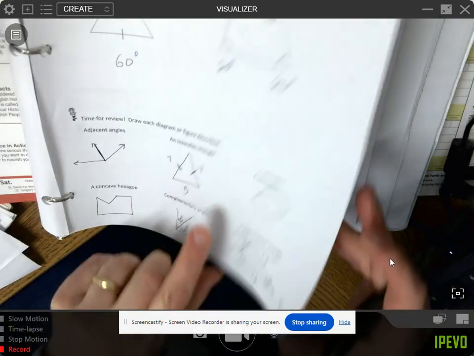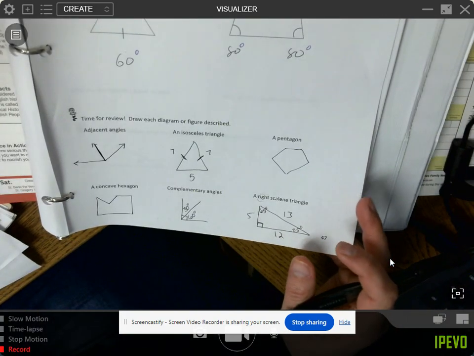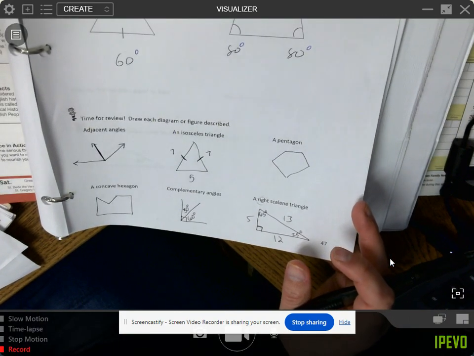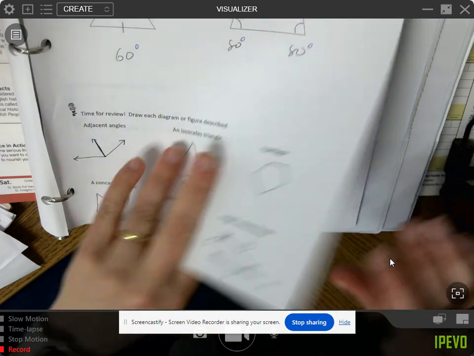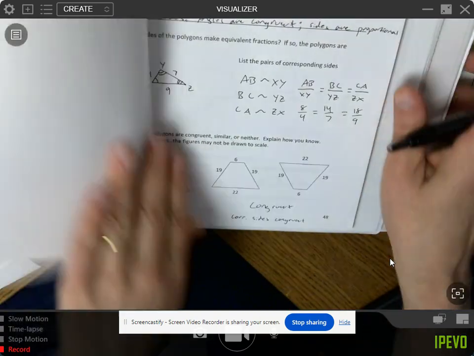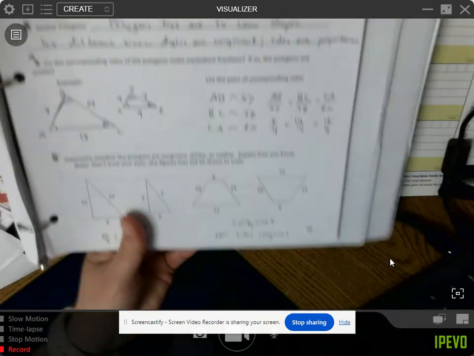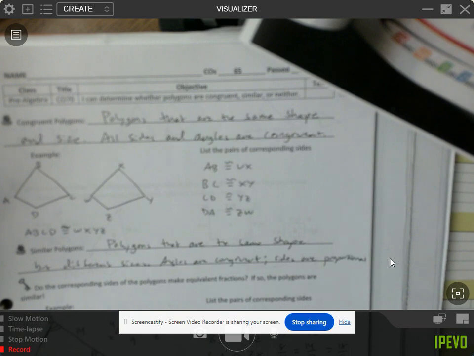Any questions on CO69? Show me your thumbs. How are we feeling about that one? Beautiful. Let's move on to CO70. CO70.